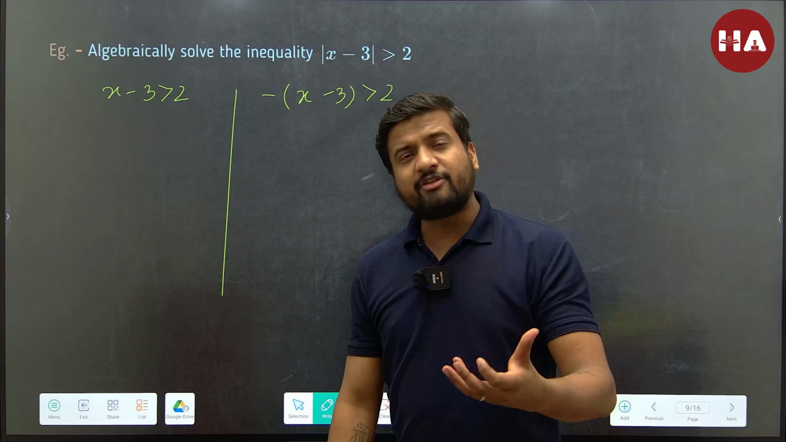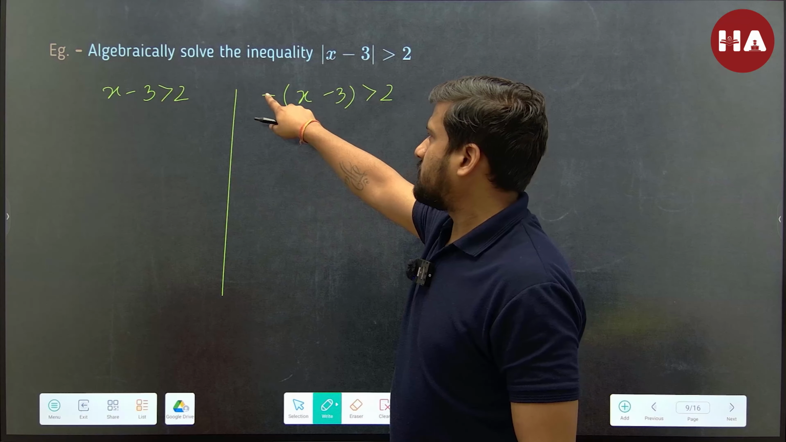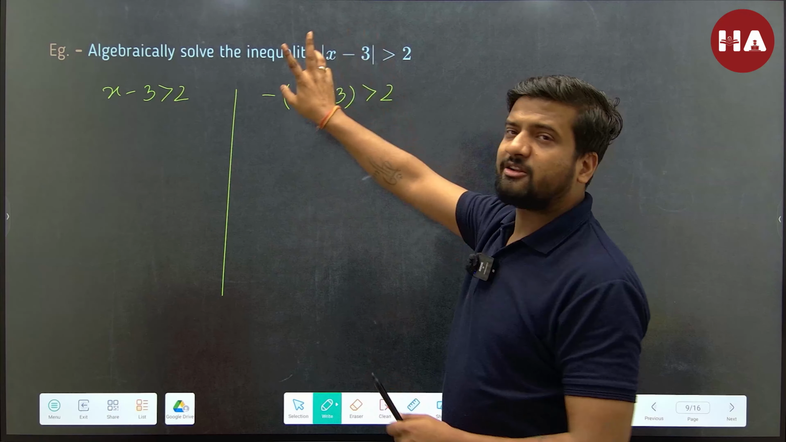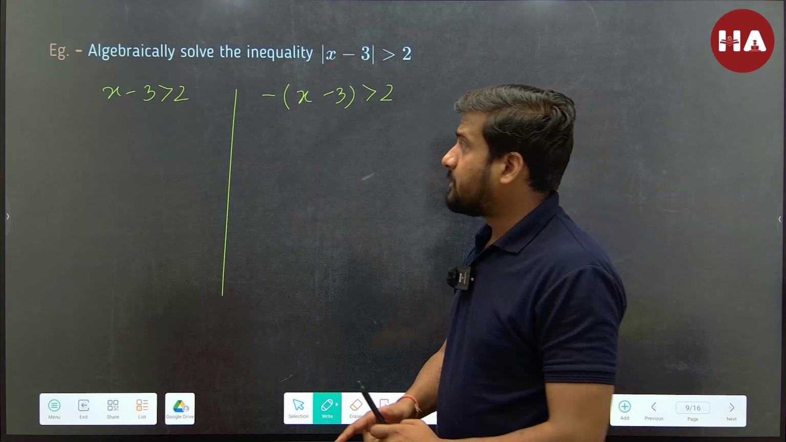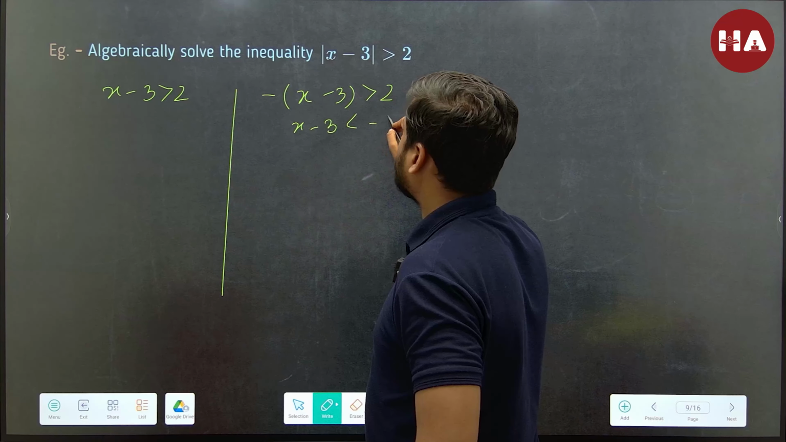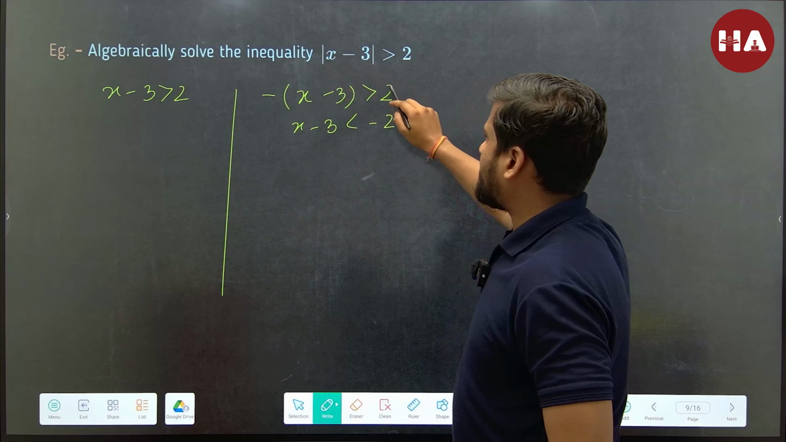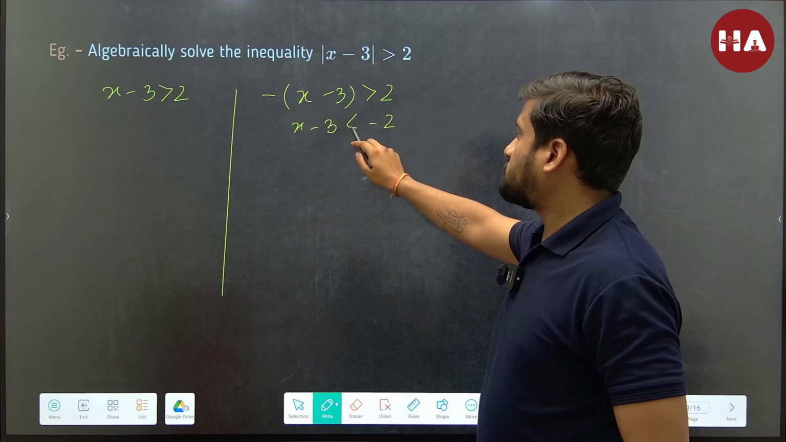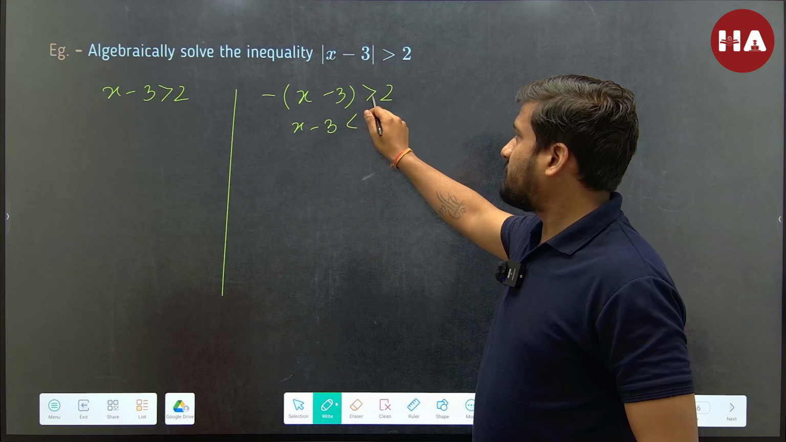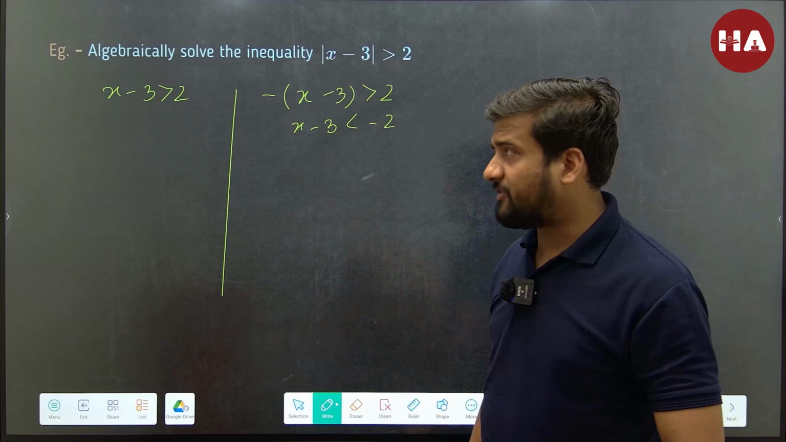But whenever we are dealing with inequalities and you multiply or transfer the negative 2 sign, you change the sign of the inequality as well. So x minus 3 is less than minus 2, right? I have shifted this negative sign with 2, but I have also changed the sign of inequality from greater than to less than. Now you can solve this like a normal way.